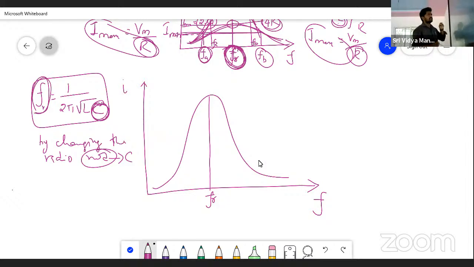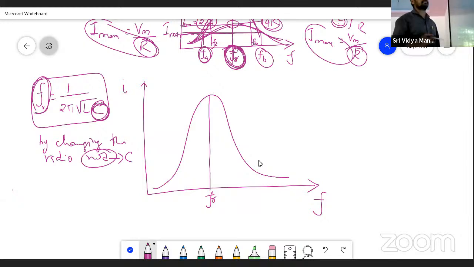When the resonance condition is reached, one particular radio station should be received. There are a number of frequencies and radio stations available in space, but only one radio station should be selected. The remaining radio stations should be neglected, and only one frequency is selected by this RLC resonance circuit. That's why it's called a filter circuit.